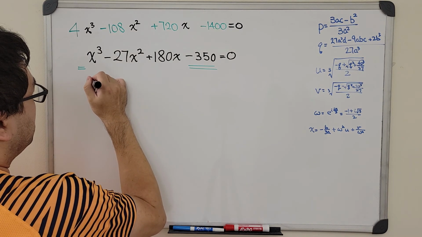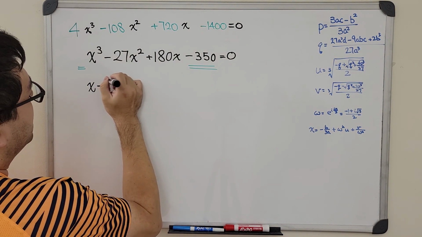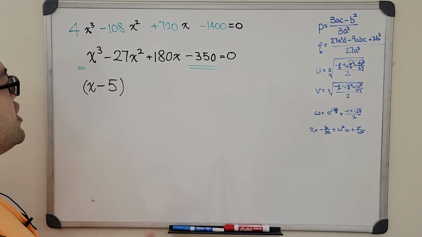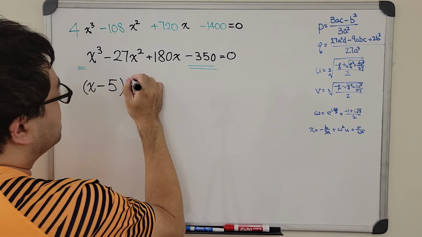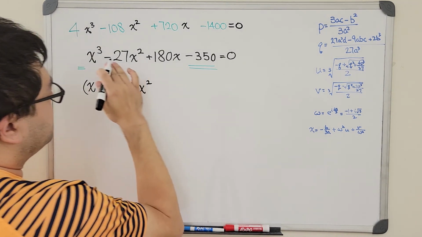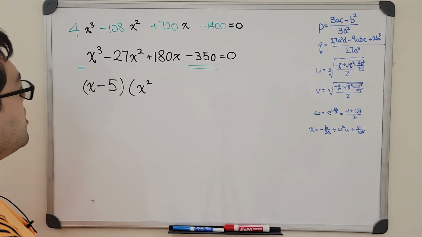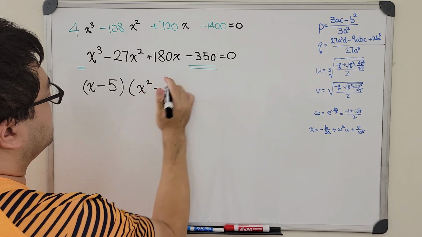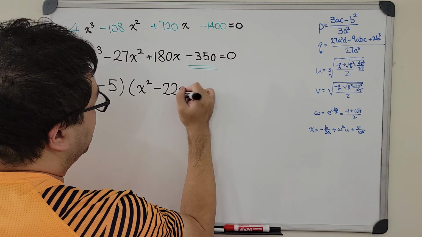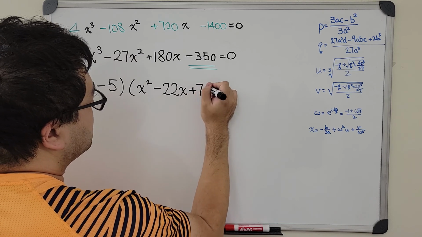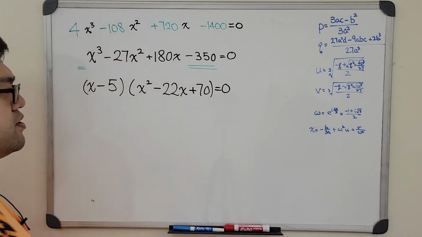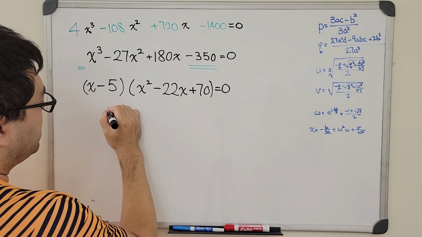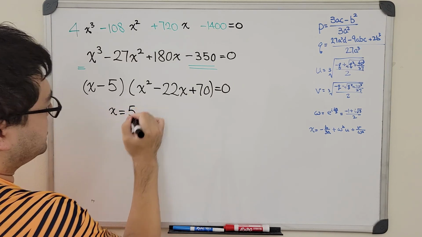If we try all the possible cases, we'll end up with x equals 5, or x minus 5 being a factor of this expression, so that now we can use the long division algorithm to figure out the rest of the factor, which is x squared minus 22x plus 70 equals 0. So for the first factor, one of the solutions is of course equal to 5.